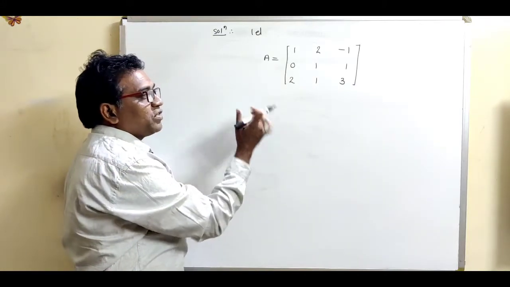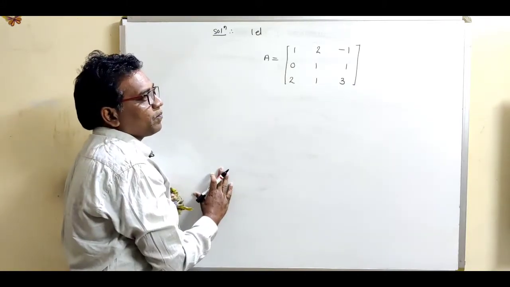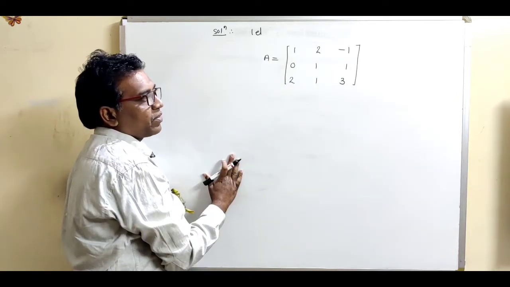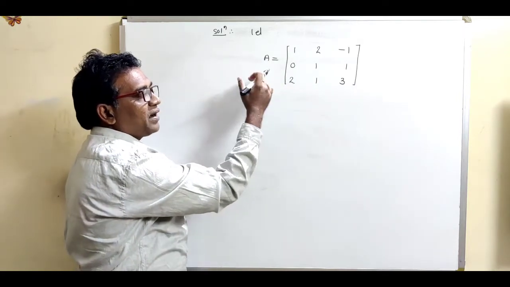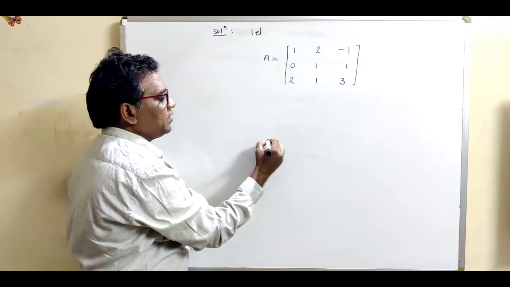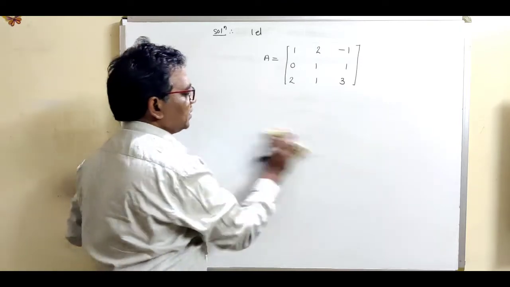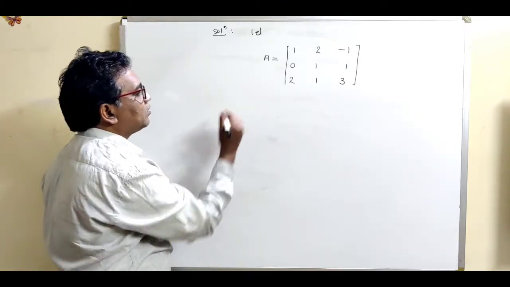So see what is the process for finding the rank of the matrix. First of all, find out the determinant of the highest order. We are given the matrix of order 3 by 3. That means we have to find out the determinant of order 3 by 3. So find out this determinant. So write down now.